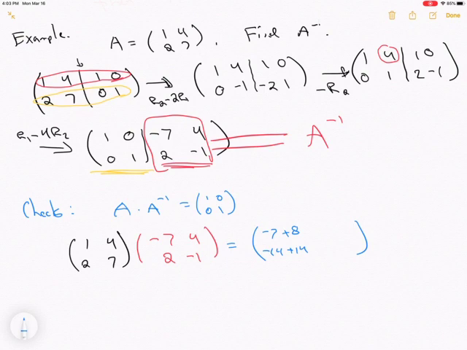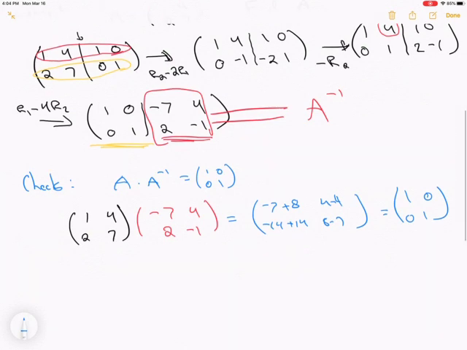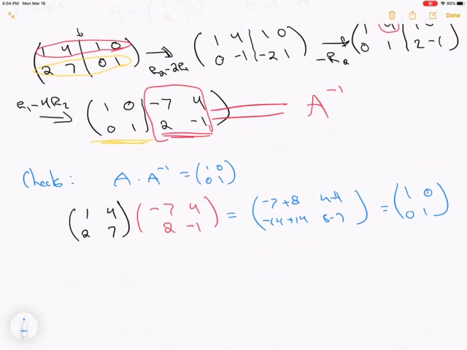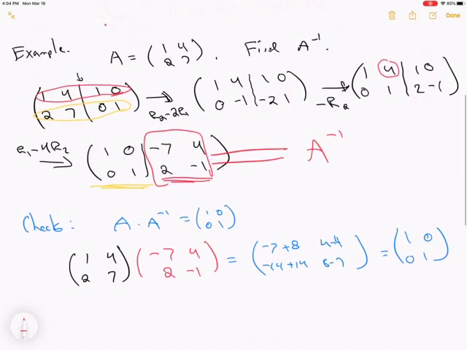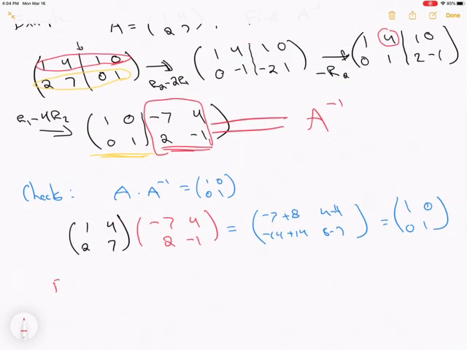And then let's do the last column. So that gives you 4 minus 4. Sorry, 4 minus 4 and 8 minus 7. Which of course is the same thing as 1, 0, 0, 1. So yay! So we found A inverse. So indeed, the inverse of the matrix 1, 4, 2, 7 is the matrix minus 7.